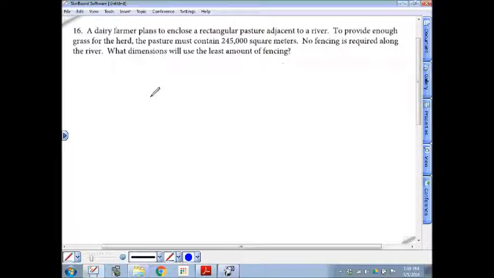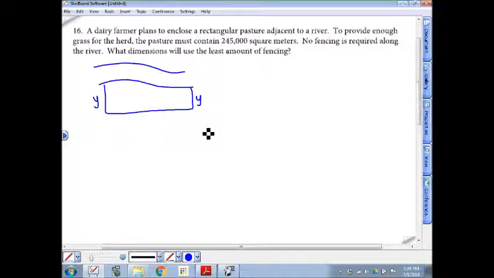Okay, question 16. The phrase at the end, what dimensions will use the least amount of fencing? In other words, what's the minimum amount of fencing to be used, but still have 245,000 square meters of area? So this is an optimization problem. You've got some river here with the pasture. Now it's supposed to be rectangular, so this side here and this side here are supposed to be the same length. That's one of the properties of a rectangle.